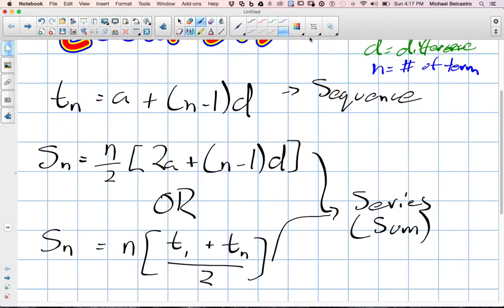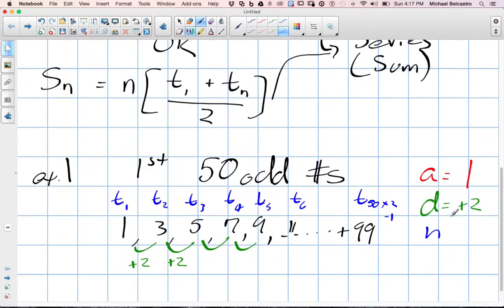The N, okay, so the N is the number of the term. Do you know which number term they're referring to here? 50. Yeah, 50, that's right. They're talking about 50 of them. So our N is 50 in this case.